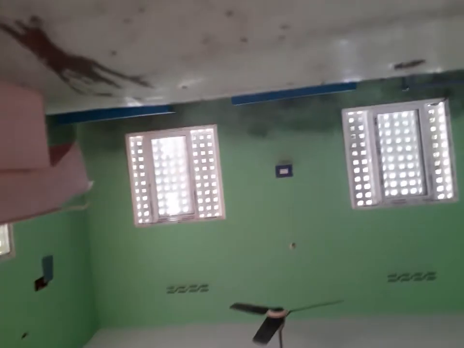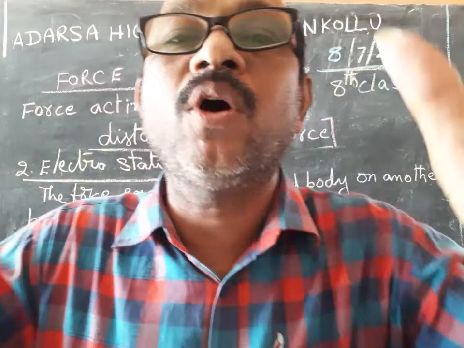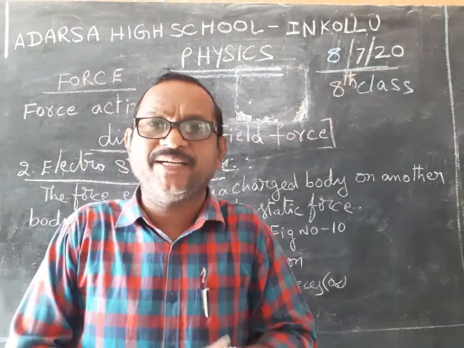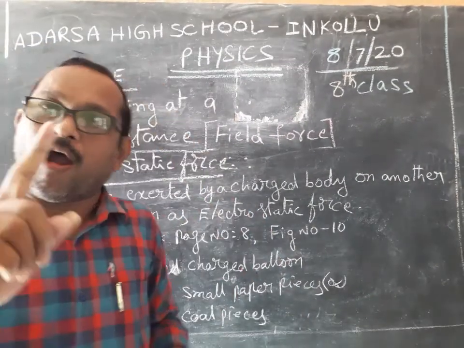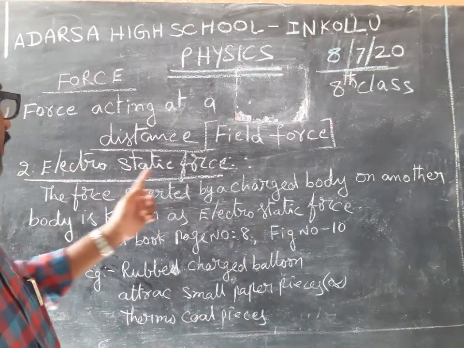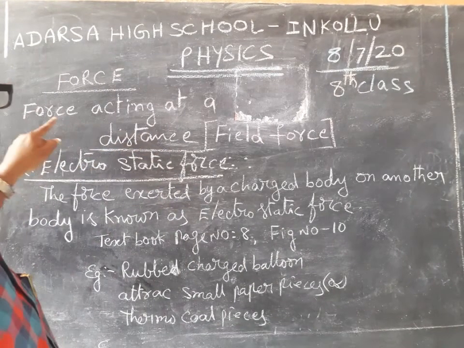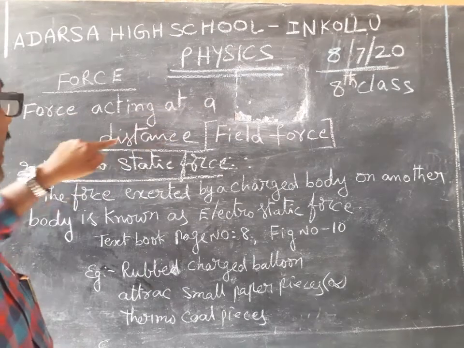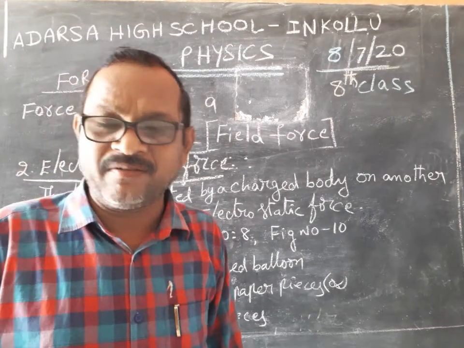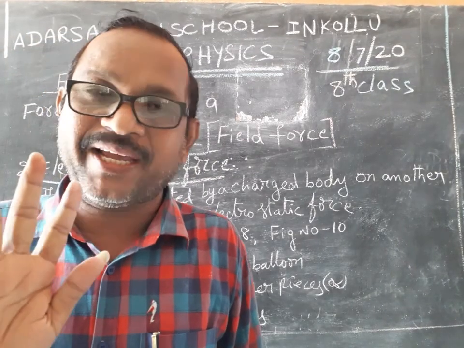One more. One more example is a charged plastic comb also attracts paper pieces. So this is an example for the electrostatic force. These all are examples of force acting at a distance. I will explain gravitational force in the next class. Okay, thank you.